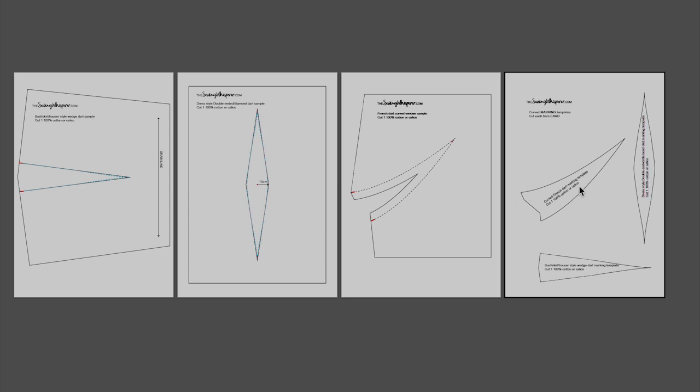And for the French dart, I've given you this tracing template. You would lay that over the top of the French dart. Make sure you do mark the notches and the drill holes so you know where to align this when you're going to put it over the top of your cut pattern piece.